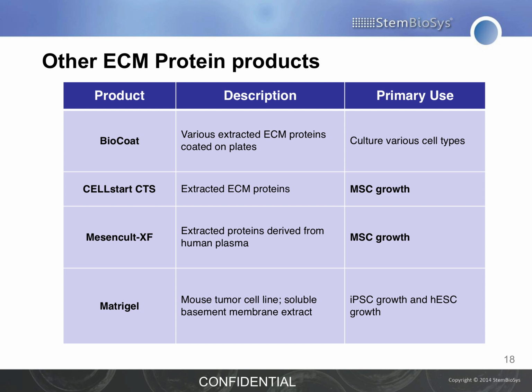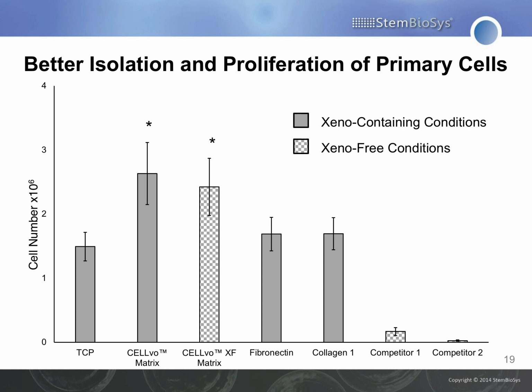And then we hear a lot about Matrigel. We actually have a product development project going on here to develop a cell-derived extracellular matrix that performs like Matrigel. We have not seen with this particular product, the bone marrow product, that it's especially good at supporting iPS cell growth, just as Matrigel is not good at supporting the growth of mesenchymal stem cells. So going back to the comparison again, tissue culture treated plastic, again, the fibronectin and collagen, these were BioCoat products. Competitor 1 in this case was the CellStart product, and competitor 2 was the Mesencult product.